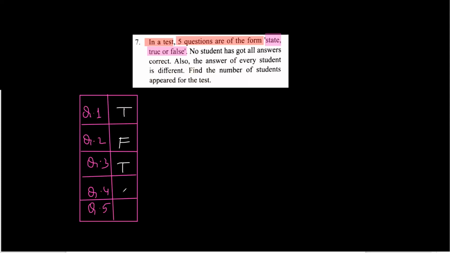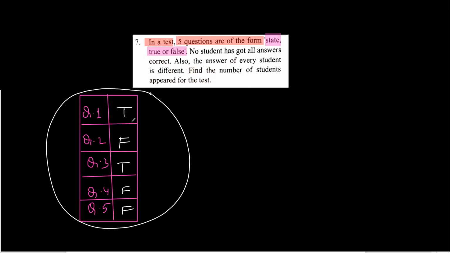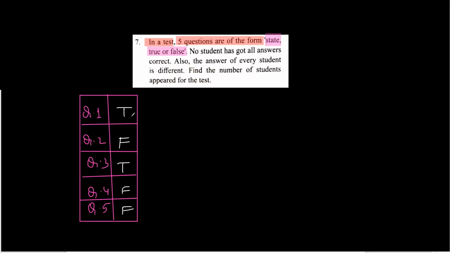And like this, fourth and fifth. So say one false and this is also false. Like this. So there are five questions, and all the five questions are of what form? State true or false. So suppose this particular sequence of answers that you see right now, TFTFF, is the correct sequence, TFTFF.